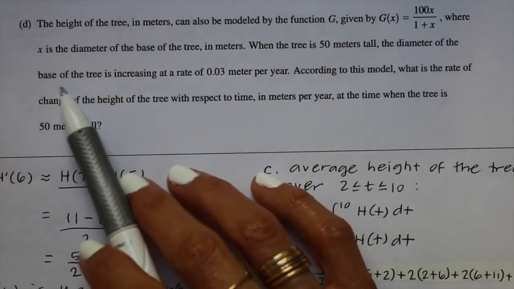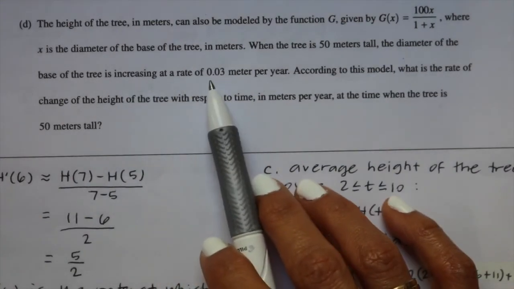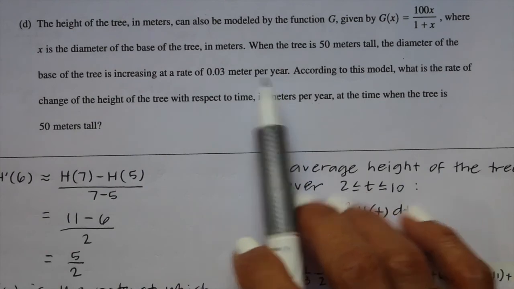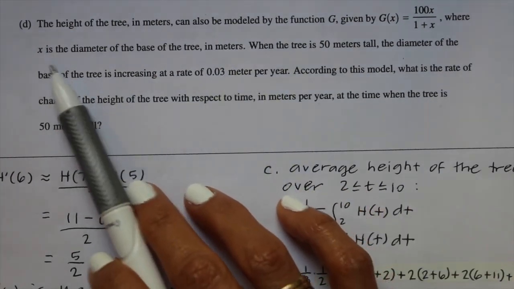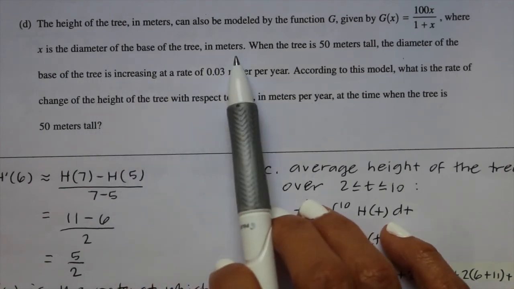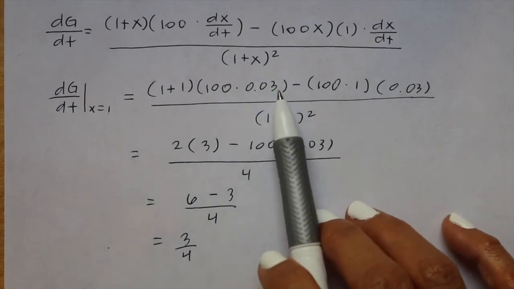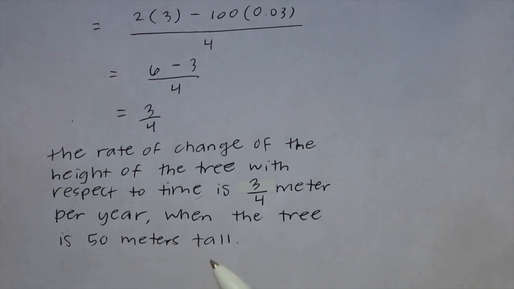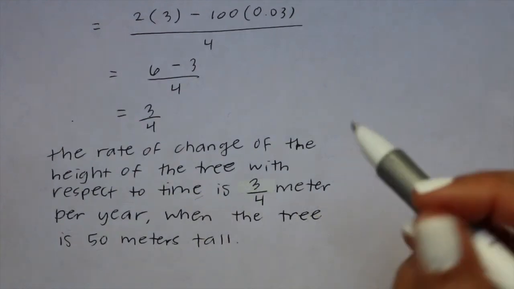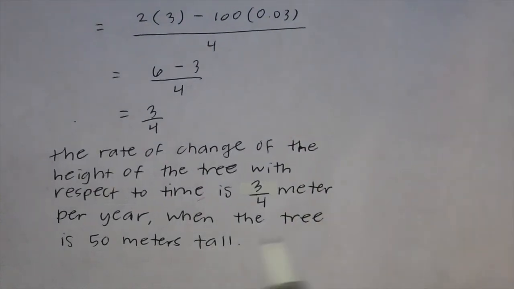It also specifies that the diameter of the base of the tree is increasing at a rate of 0.03 meter per year. And so 0.03 is going to be our dx dt, because it says x is the diameter of the base of the tree in meters. Okay, so we're plugging in 1 for x, and we're plugging in 0.03 for dx dt, we get 3/4. Okay, so the rate of change of the height of the tree with respect to time is 3/4 meter per year when the tree is 50 meters tall.